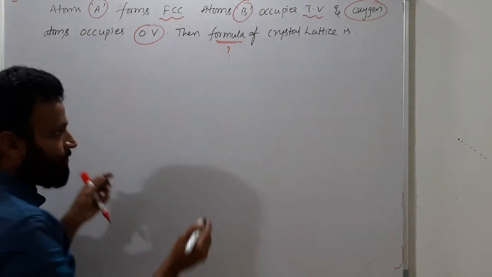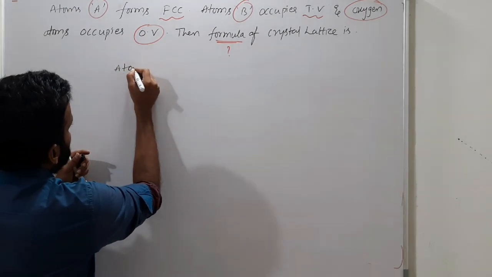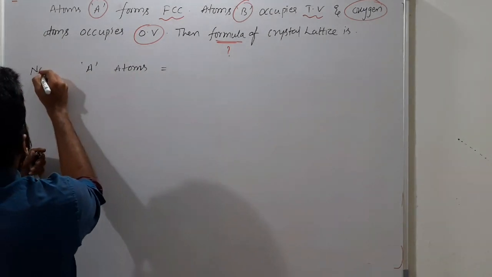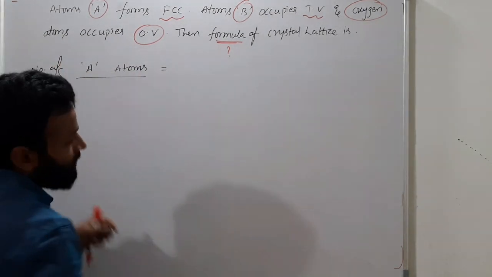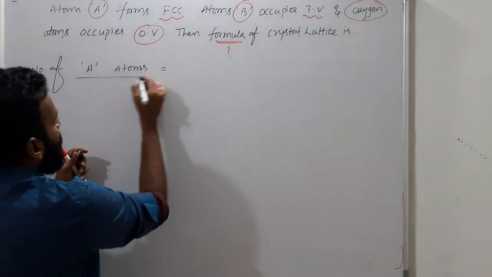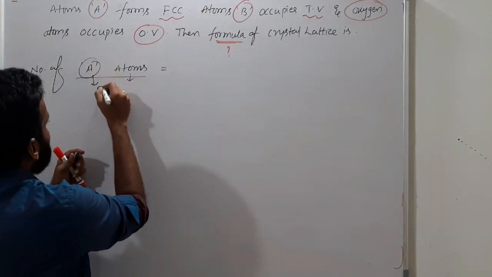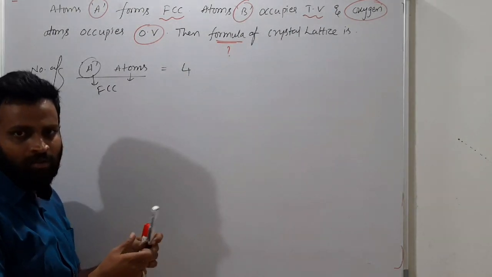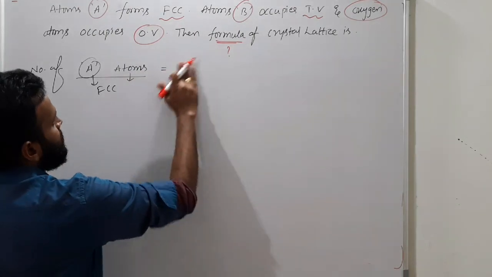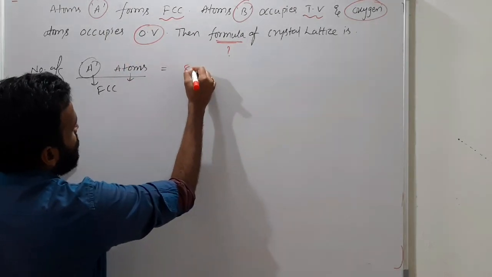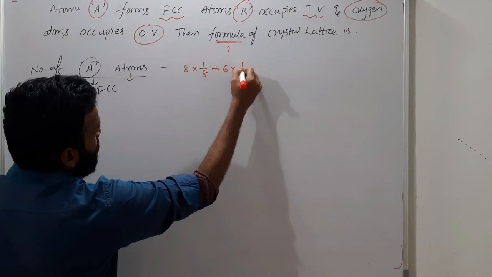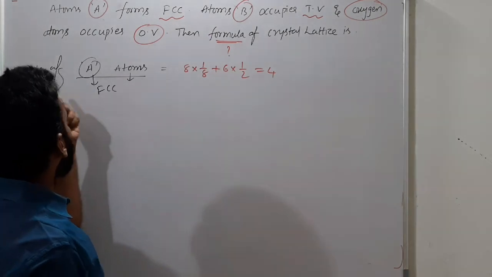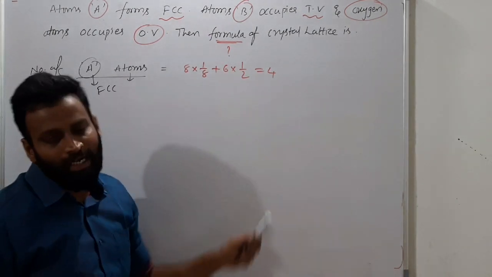Okay, so how to have it? So the number of A atoms, how many? Let's see, very simple. A atom is forming what? FCC. So how many atoms are there? 4. Because face-centered cubic, you know already. How do you know? Because face center means 8 into 1 by 8 plus 6 into 1 by 2. There will be 4 atoms. Because atoms A form FCC. So the number of A atoms is 4.